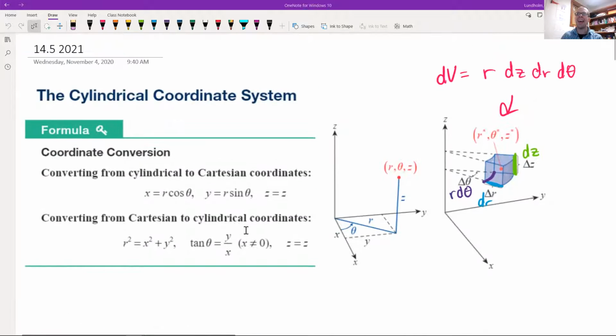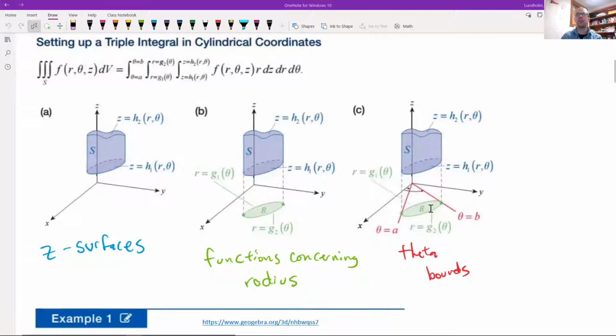So as we are setting up a triple integral in cylindrical coordinates, there are three major things that we want to pay attention to. The last two are exactly the same as the double integrals in polar coordinates. We would be looking for a function along an inner radius, and then a function along an outer radius in the xy plane. And then you have these rays for different theta values, A and B, for where you start and stop.